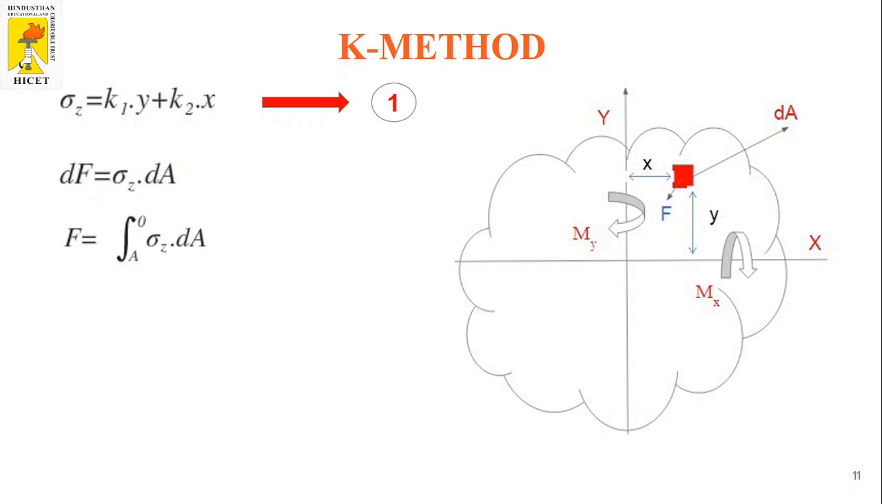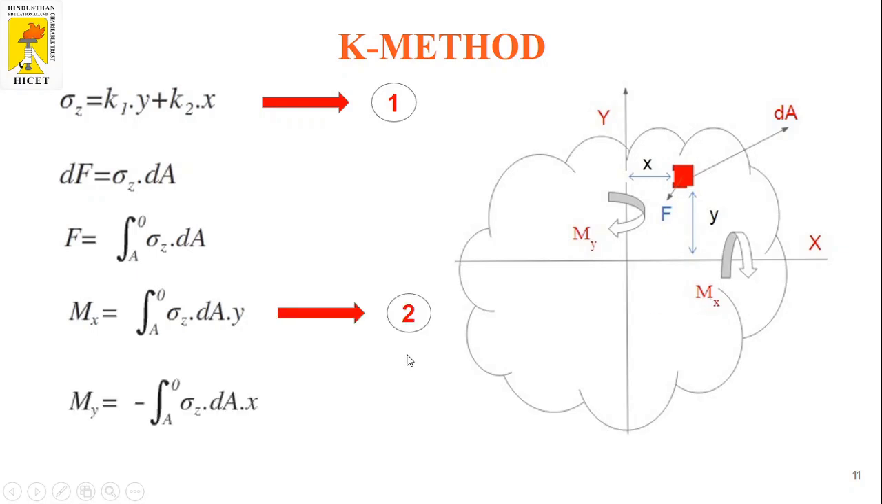If you want to find the force for the whole section, F is equal to the integration over A of sigma z dA. If you want to find the moment about the x-axis, Mx can be written as F into y, that is, the force acting on that element into the vertical distance. That gives the moment about the x-axis. In a similar way, you can find the moment about the y-axis. My is the force into the perpendicular distance, here the horizontal distance, so F into x is the moment about the y-axis, My. You can take these as equations number 2 and 3.